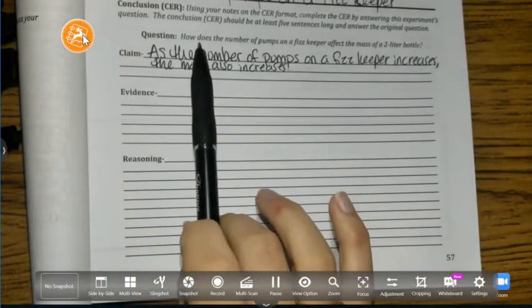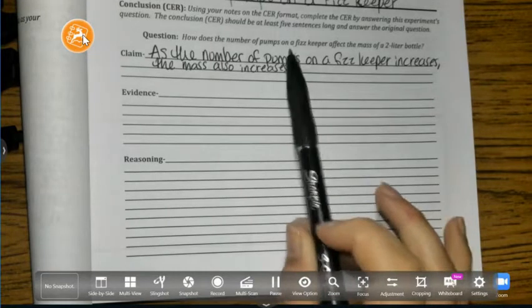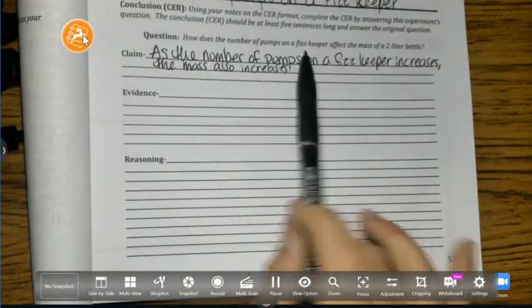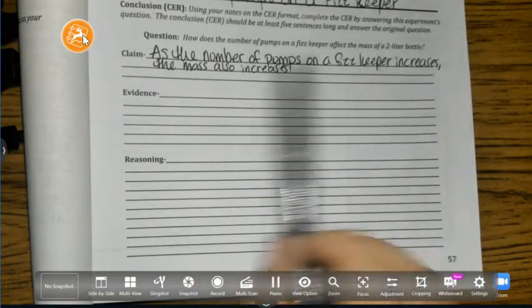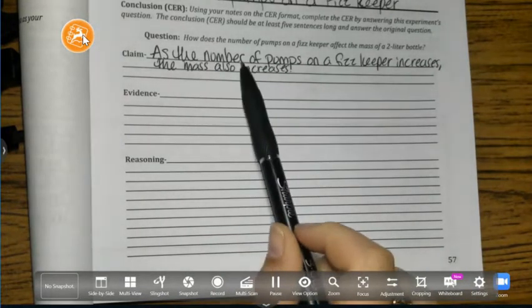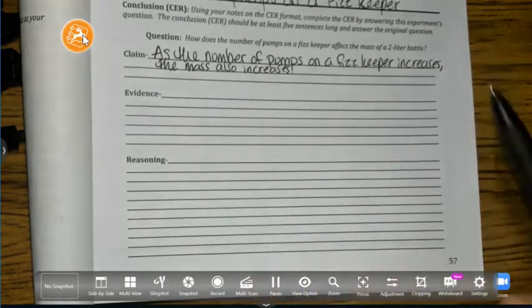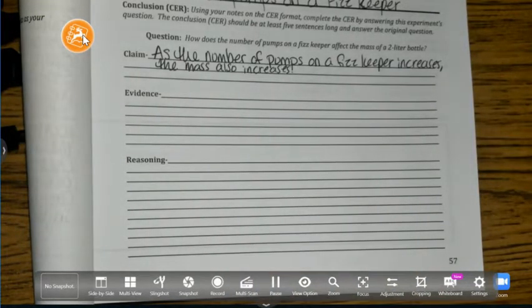The claim was the answer to the question. Remember, it does not need the word because. It just simply answers the question. So how did the number of pumps affect the mass? As the pumps increased, the mass increased. It's basically taking your hypothesis and writing it in the correct way, as an answer rather than a question.